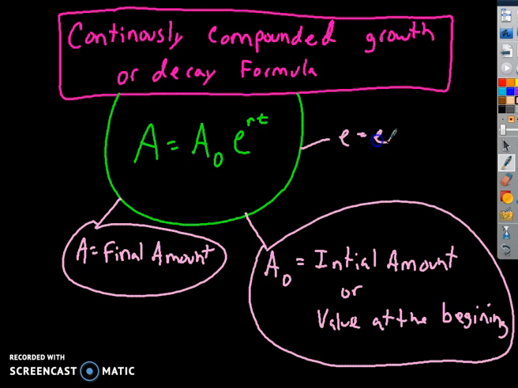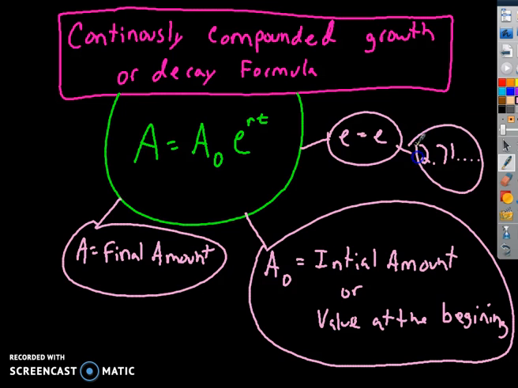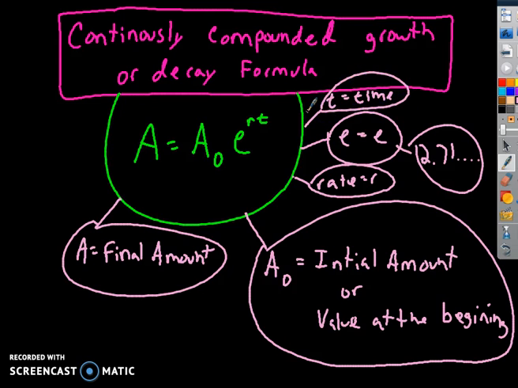E is just E. It's about 2.71. R is still rate. T is just time. It's not really a number of times a year. It's just time. It could be in days, hours, seconds. It depends on how time is given, but it's just whatever time it is. All right, so now let's actually put it to use. I'd get this copied down if I were you. I'm about to erase the screen and actually put up new examples.